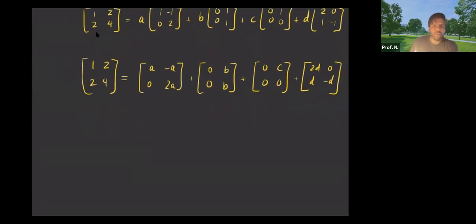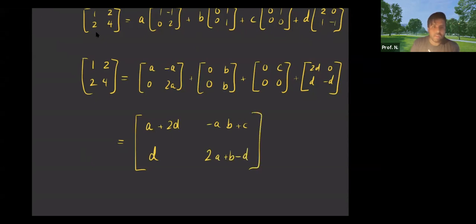And do you see how now the world of matrices can kind of be represented as a vector? Because how do you add matrices again? We add by entry, by components, right? So wouldn't this be the same thing as saying a plus 2d, negative a plus b plus c, then d, and this last entry would be 2a plus b minus d. Do you guys see what I just did here? I added these 2 by 2 matrices all at once, and I got another 2 by 2 matrix, and look what I got: 1, 2, 2, 4.